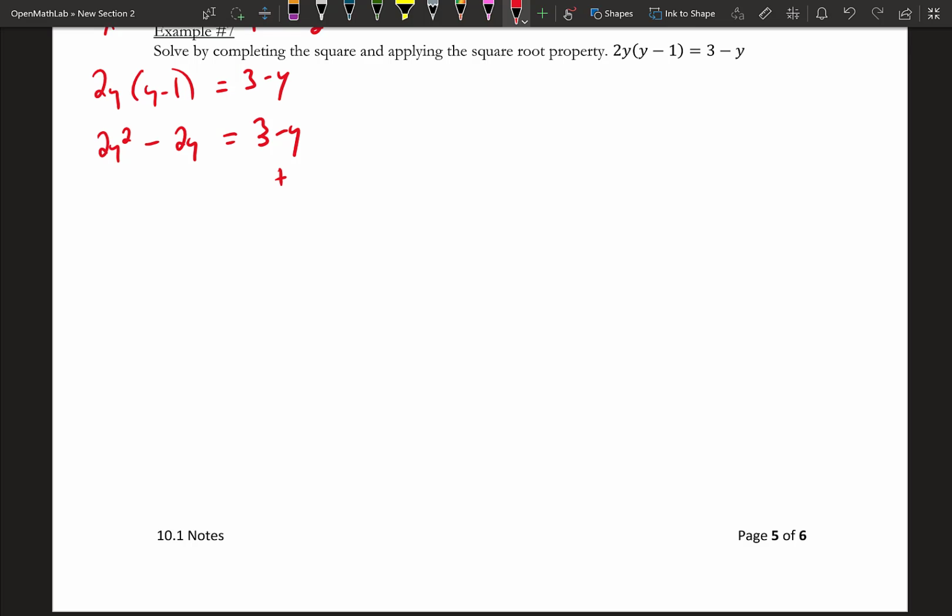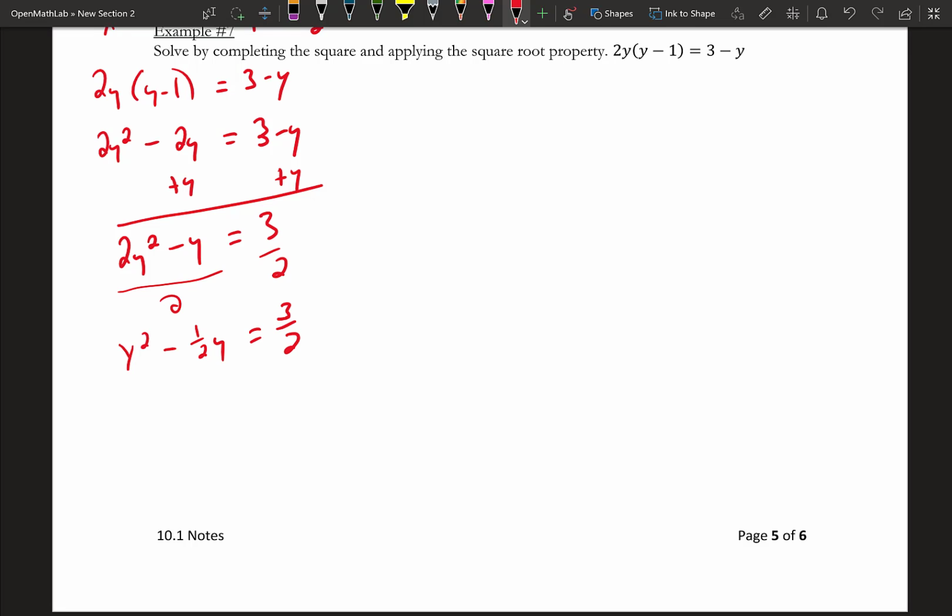And then I'm going to add y to both sides. And I'm not going to worry about the 3 because I'm going to have to pull that to the other side anyway and isolate everything with a variable. So I'm just going to get all my y's to one side and leave the 3 on the right. So that gives me 2y squared minus y equals 3. And then now remember, I want to get a leading coefficient of 1, so I could divide both sides by 2. So that leaves me with y squared minus 1/2 y equals 3/2.